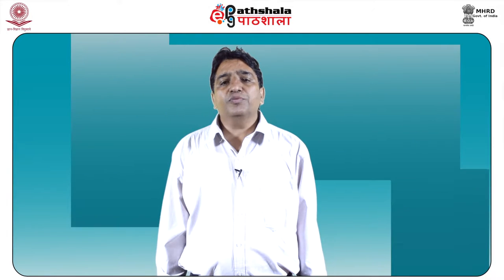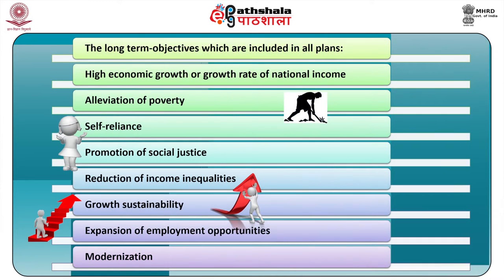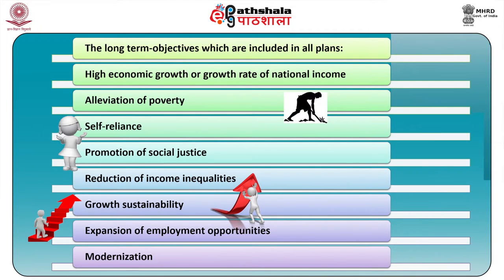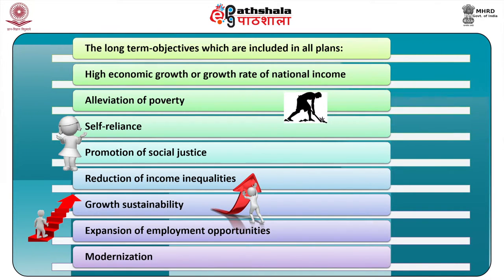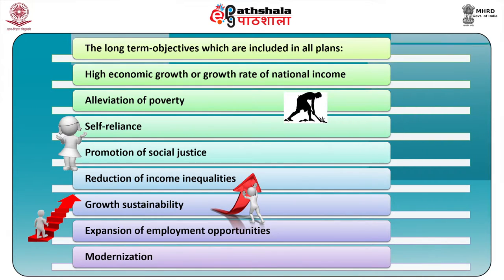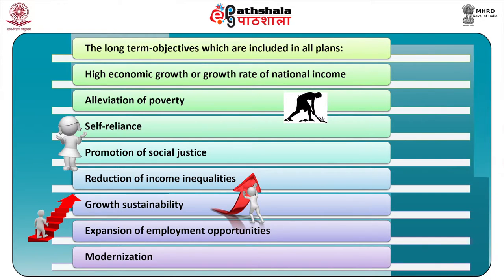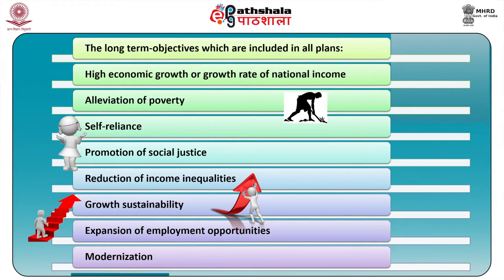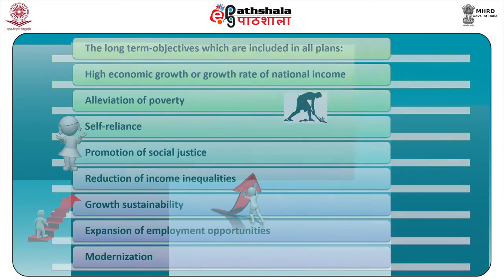To start the process of development in the country, 5-year plans took place with long-term objectives included in the plans. 1. High economic growth or growth rate of national income. 2. Alleviation of poverty. 3. Self-reliance. 4. Promotion of social justice. 5. Reduction of income inequalities. 6. Growth sustainability. 7. Expansion of employment opportunities. And 8. Modernization. The first 7 5-year plans mainly focused on these long-term objectives.